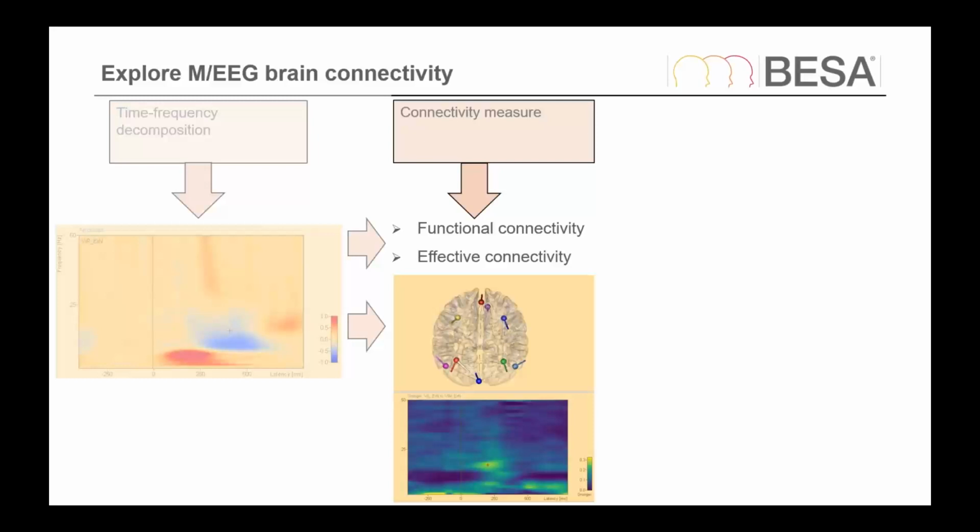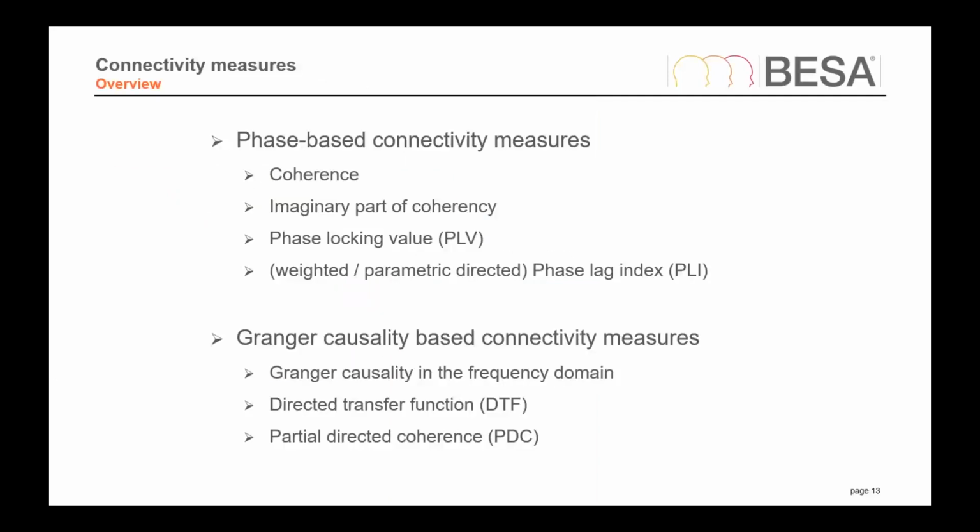Moving on to connectivity methods. For EEG/MEG data analysis, we have in general two types: functional connectivity measures and effective connectivity measures. Many connectivity measures are phase-based measures. This means they use the relative phase between two channels in the connectivity calculation. And in order to do this, we need the real and imaginary parts of the wavelets. Typical phase-based connectivity measures are coherence, imaginary part of coherency, phase locking value, and various types of phase lag index.